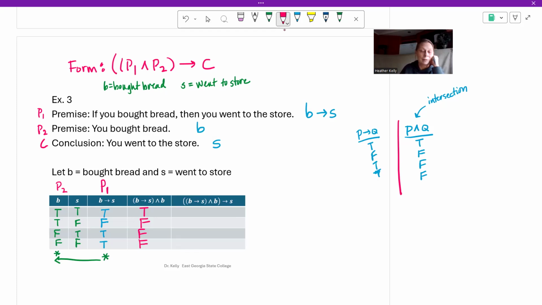Okay, let me double check that. Let me check my notes and make sure I didn't mess that up. True and false is false. True and false is false. Okay. All righty. True and false is false. True and false is false. False and false is false. Okay, just want to quadruple check.